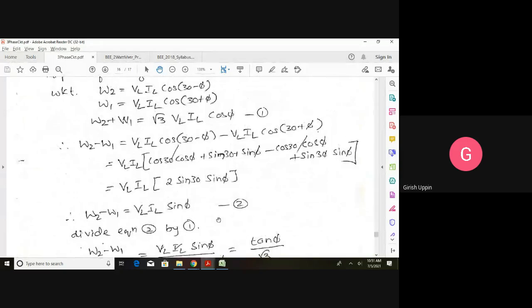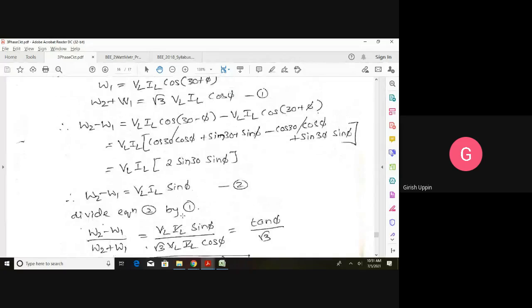You have to remember this formula, very important to solve any kind of problems on the 2 wattmeter method. You have to remember the W2 formula, the W1 formula, W2 plus W1 is root 3 VL IL cos φ, and we are going to see the tan φ. So for the power factor, 4 equations you have to remember. Now what we are going to do is W2 minus W1. Similarly, you simplify and you get W2 minus W1 is equal to VL IL sin φ.